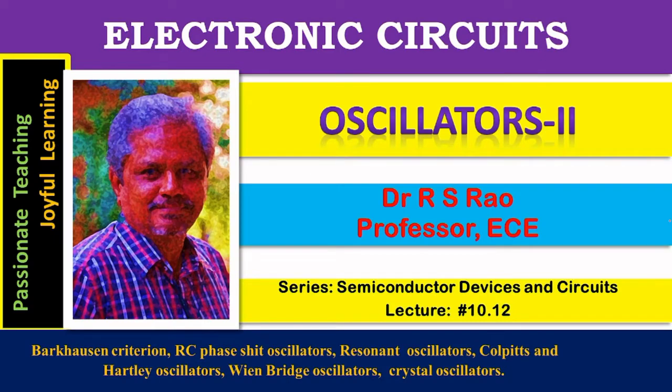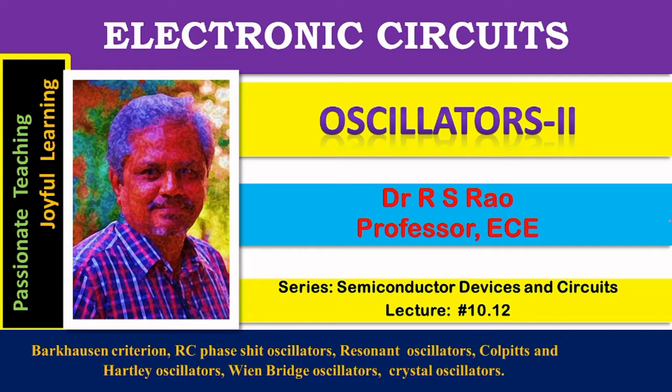Electronic circuits, oscillators part 2, series on semiconductor devices and circuits, lecture number 10.12. Oscillators are single loop feedback amplifier circuits obeying the unity loop gain condition or Barkhausen criterion. Single loop feedback amplifier circuits consist of a basic amplifier and a feedback circuit or beta circuit.